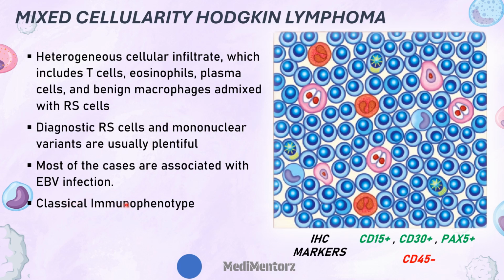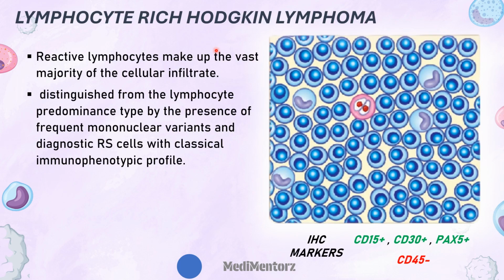The next type is lymphocyte rich. As the name suggests, it is lymphocyte rich. So the lymphocytes make up the vast majority of the cellular infiltrate. There is also another form called lymphocyte predominance, which also by name suggests that the lymphocytes make up the majority of cellular infiltrate. But both are distinguished based on the feature that this type has the presence of frequent mononuclear variants and diagnostic Reed-Sternberg cells with classical immunophenotypic profile.